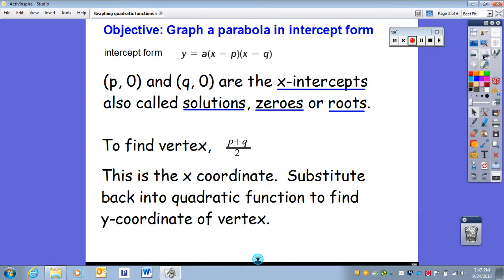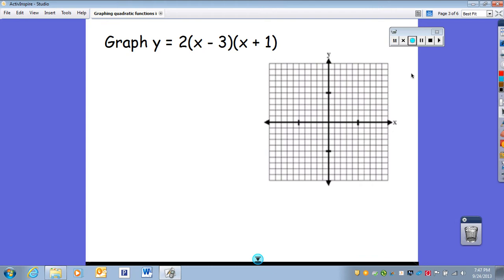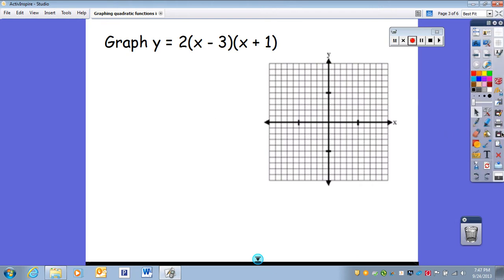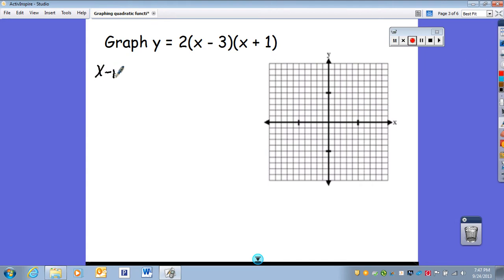Let's do some practicing. Here is our first equation. Y equals 2, x minus 3, x plus 1. So the first thing that we're going to do is to find our x-intercepts. Our x-intercepts are at the points p and q, and remember the general form is x minus p, x minus q. So the minus is part of the formula, so p is actually at 3, so our first coordinate will be at 3, 0. And this is plus 1. In order to change that to a plus, it must be a minus 1 for the q. So those are our two x-intercepts.